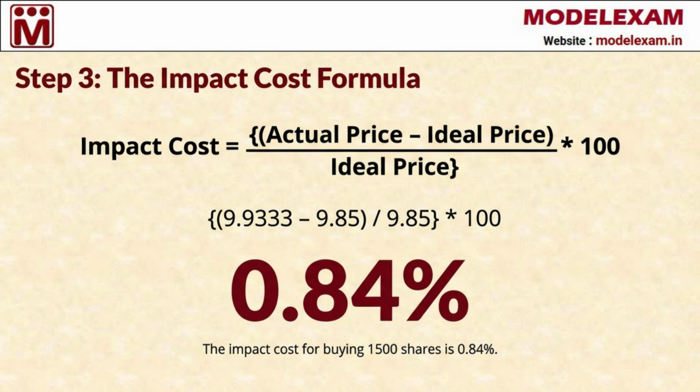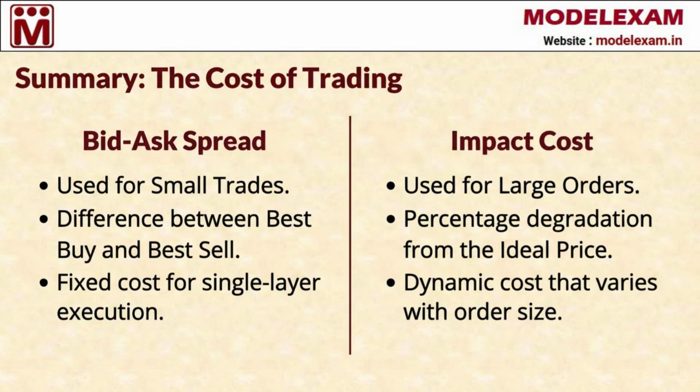Finally, we use the impact cost formula. You take the actual price minus the ideal price divided by the ideal price and multiply by 100. In our example, the impact cost for buying 1500 shares is 0.84%. To summarize, the bid-ask spread is a fixed cost used for small trades. Impact cost, however, is a dynamic cost used for large orders that increases as your order size grows. Understanding these helps you navigate the true costs of the market.